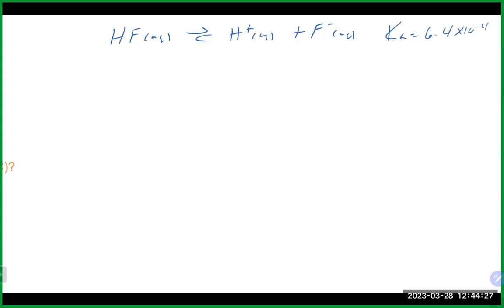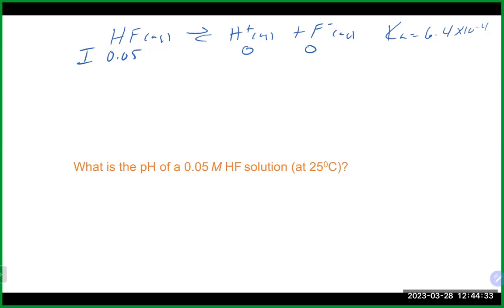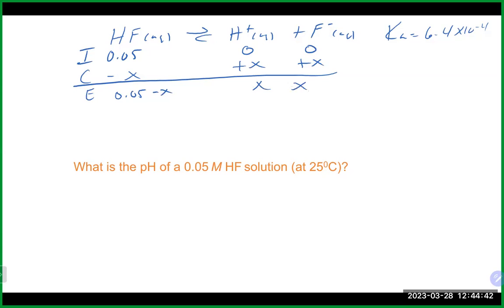So if we did this with this concentration, the only real thing that would change is we have basically that there. These guys would still be zeros. These would be minus X's, plus X's. That gets us 0.05 minus X, X, and X. So really, it's kind of the same ICE table, just a different initial concentration. We would then put it into our Ka expression like we did previously, which would give us X squared over 0.05 minus X equals 6.4 times 10 to the minus 4.